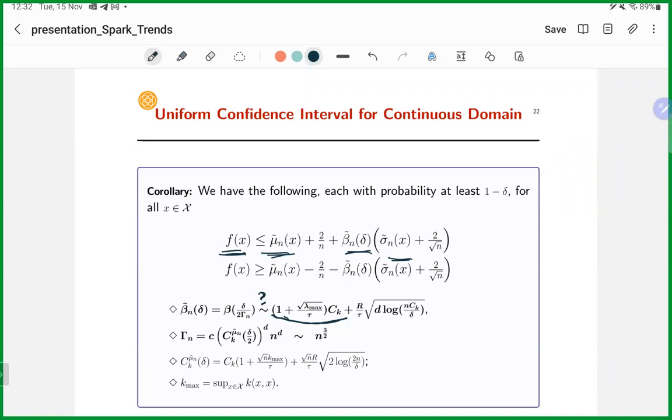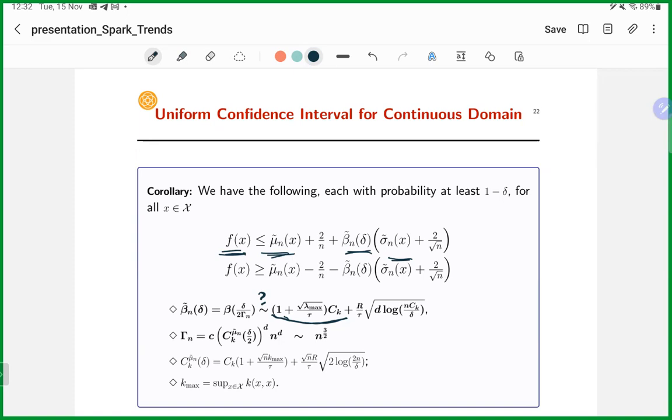Yeah, that's true. And I think the reason is that the number of points only appears inside the log term. So although there are so many points, it only logarithmically affects the confidence interval. I hope this is clear.